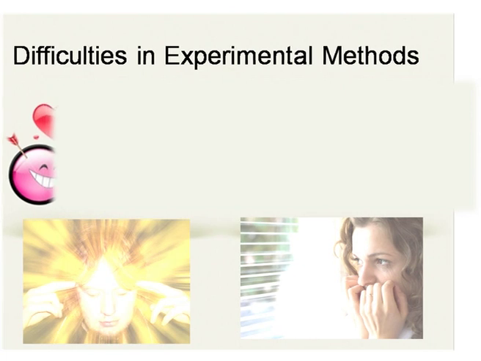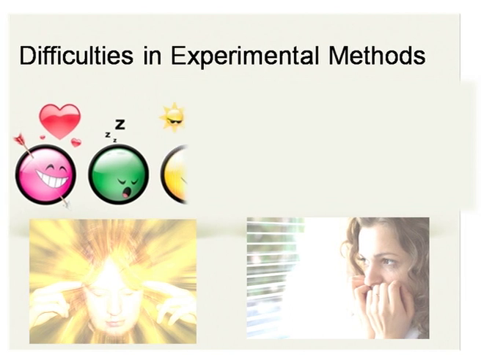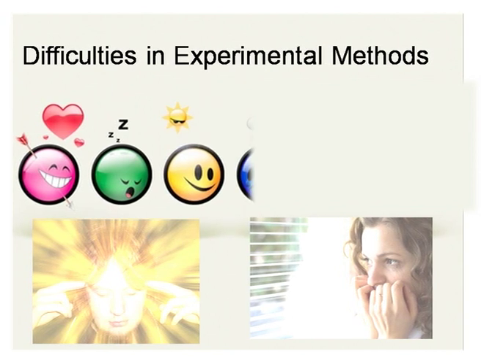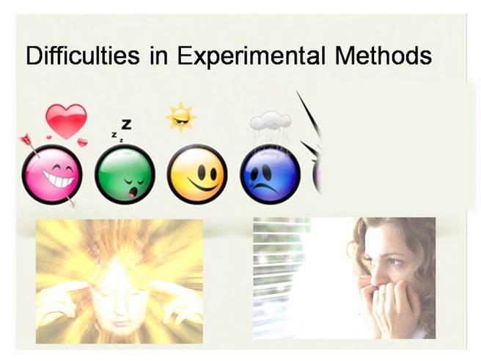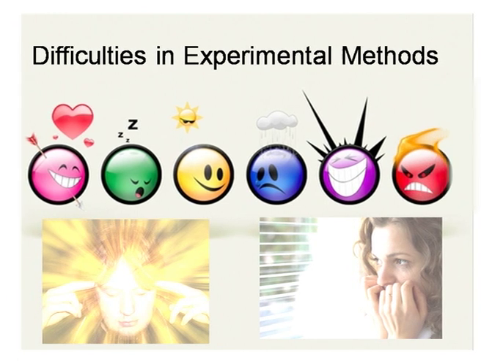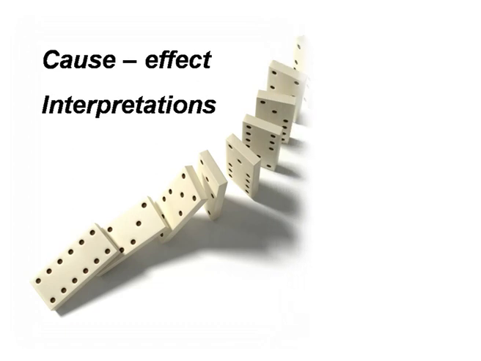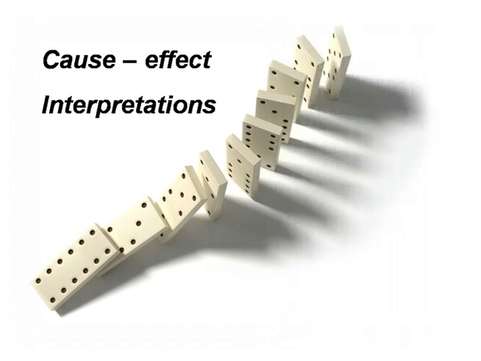Next limitation is difficulties in experimental methods. Human beings cannot be subjected to laboratory setup as materials in physical sciences. As man has emotions and moods, high variations in the results do happen in social research. Lastly, the cause effect interpretations. It is very difficult to determine the cause and effect in social events. They are interchangeable.